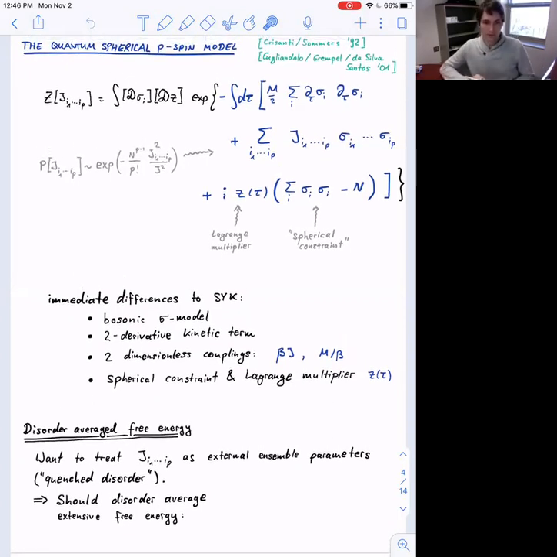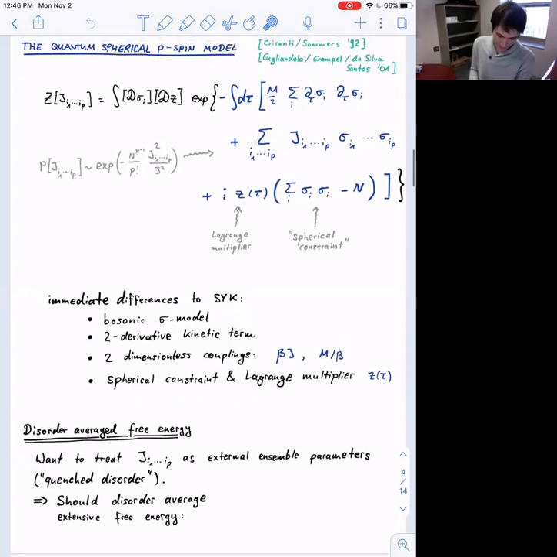Now, before we can compute anything, we would like to have some effective description, for which we need to compute the free energy, and the free energy has to be computed in the presence of this disorder averaging. Sorry, quick question. M could not be absorbed in a redefinition of the sigmas? I mean, it's just a kinetic term, right? Yeah, so in SYK, that's what you could do, which is why there's no second parameter. But here you cannot, because this spherical constraint already fixes the normalization of sigma. Oh, I see. Thanks. So you could have alternatively said that that's the parameter that decides the radius of the sphere. Yeah, you can think about it that way.